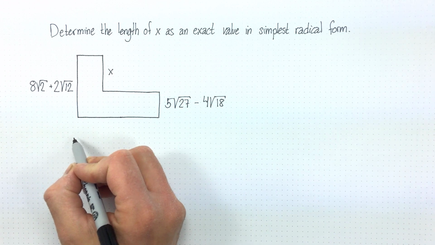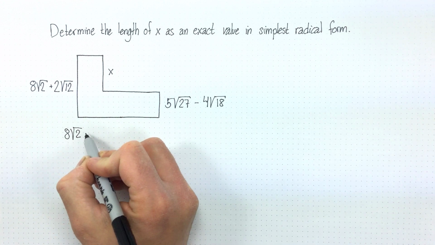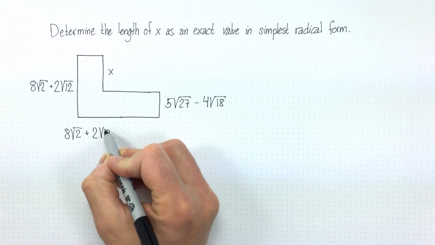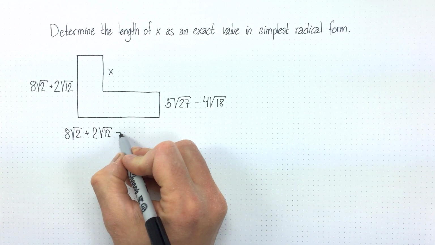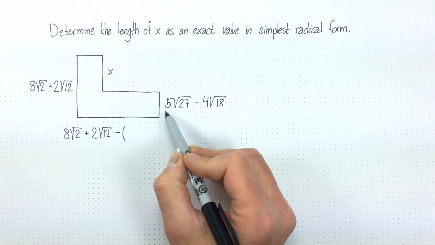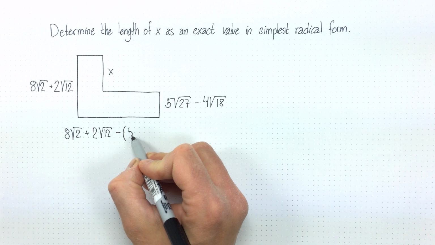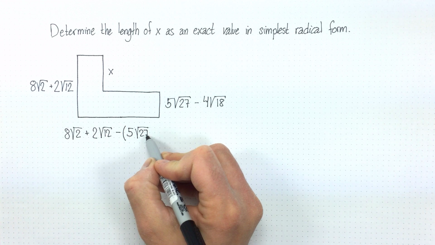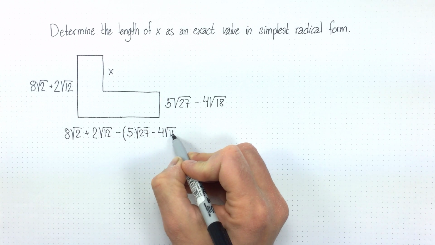So if we do that, we will get 8 times the square root of 2 plus 2 times the square root of 12. This here is the length here. Minus, and then we need to put this entire expression in brackets because we're subtracting this entire expression from this expression. Minus 5 times the square root of 27 minus 4 times the square root of 18.